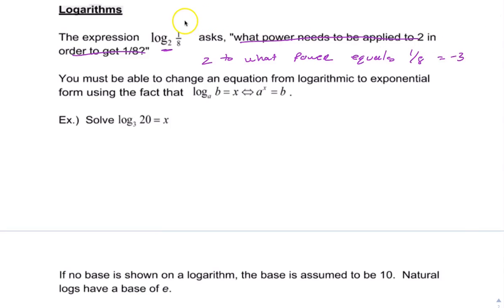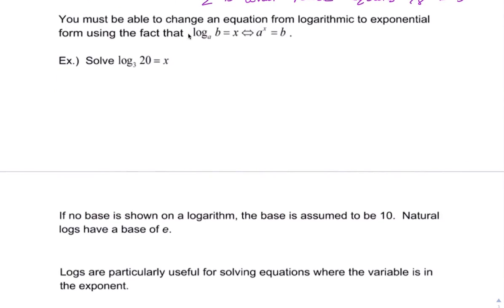The other way to do it is we set this equal to x and then solve it, but we can talk about that later. You must be able to change an equation from log to exponential form. The trick to rewrite is just take the base to both sides. So that's 3. You add that 3 to both sides and these cancel. You get 20 equals 3 to the x, which is actually not solving, but it's rewriting it.